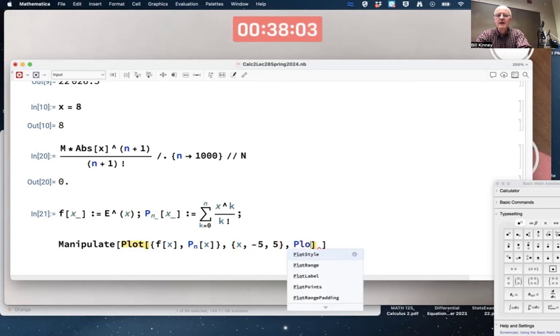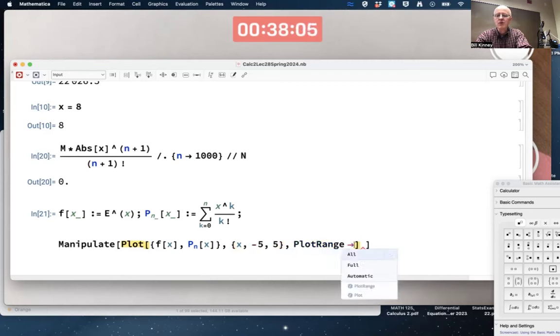It probably will be a good idea to fix a plot range in both the horizontal direction and vertical direction, because especially in the vertical direction, Mathematica makes adjustments if you don't fix it. So for the x direction, I'll go -5 to 5. And for the y direction, something bigger, maybe -20 to 20.